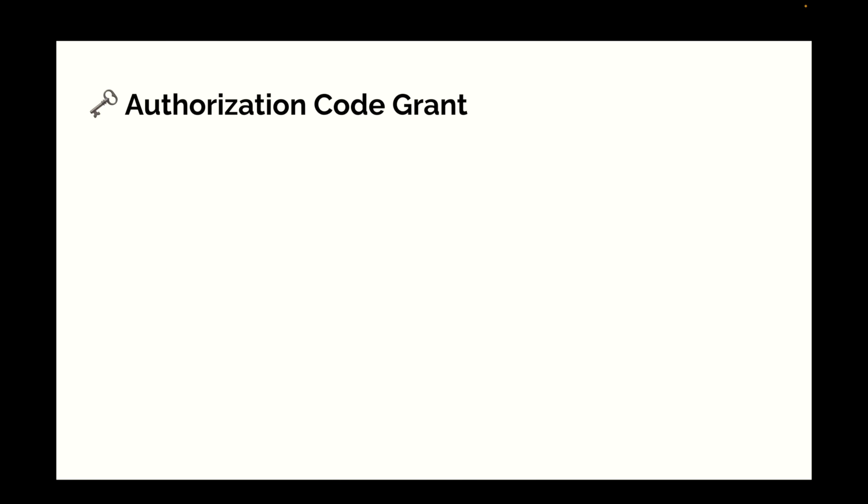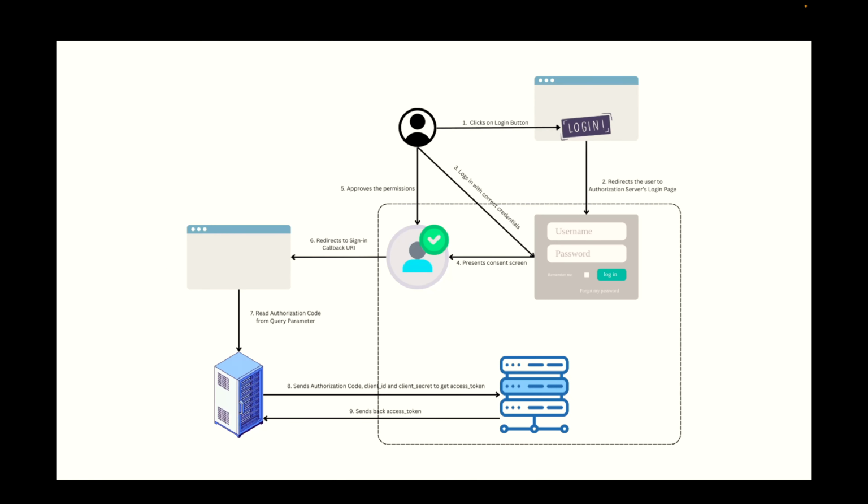Now let's look at the authorization code grant flow. So this is the flow. The user clicks on a login button which is present on your client, then the client creates an authorization URL and it redirects the user to that URL. Then the user enters username and password on the authorization server's page. After that, the user is presented with a consent screen where the user is shown all the scopes the application is requesting. Then the user can approve or deny the request.